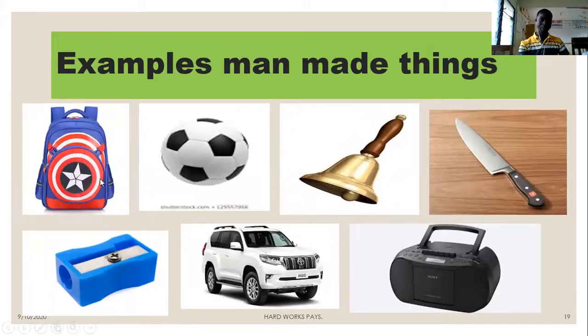So examples are here. What is the first one? Bag. Ball. Bell. Kitchen knife. And this what? Sharpener. Jeep, or you can see a car. And the last one is what? Radio. The last one is radio.